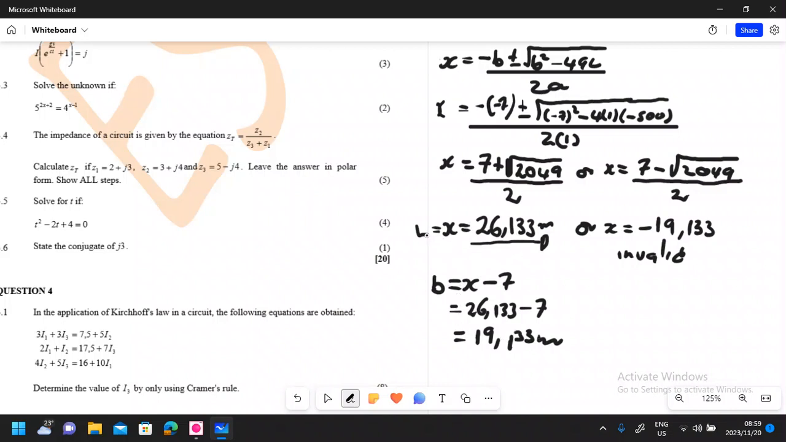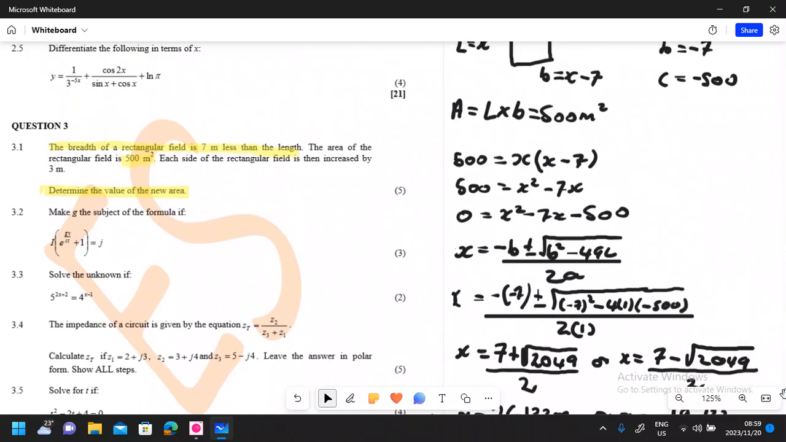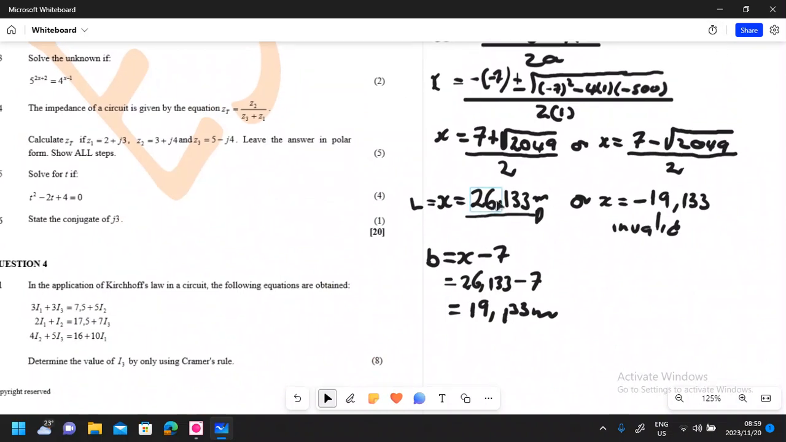Actually, it's the length, guys. Okay, this is the length, which is 26, and then this one is the breadth. I hope this is not confusing for you. So we are done finding the length and the breadth. Now let's see the actual question.